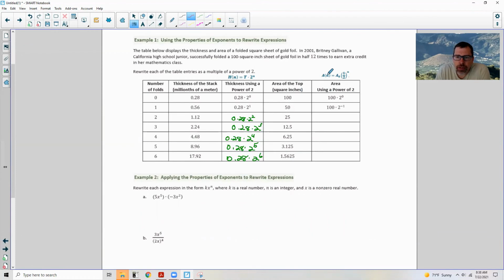So if we take a of n equals a sub naught, which is the area without folding it. So it was a 10 by 10 square sheet of foil. 10 times 10 is 100. And we're going to multiply it by half because that's the base. When you fold something, it is then half the area, to the power of n, which is the number of folds. We derived that last page. So if you take 100 times 2 to the no folds, 2 to the 0 is 1, 100 times 1 is 100. Okay, but here's where it gets a little tricky.